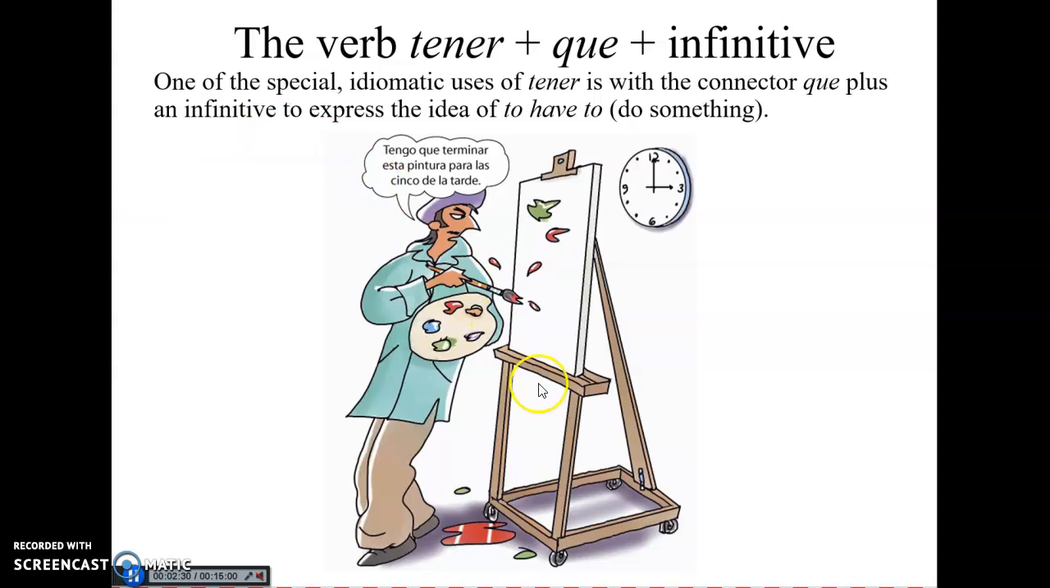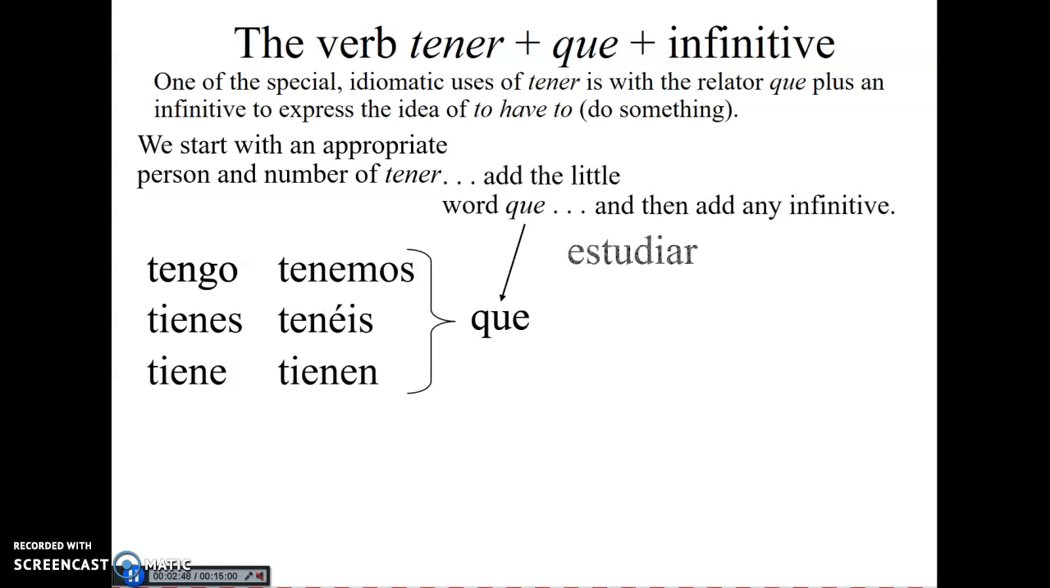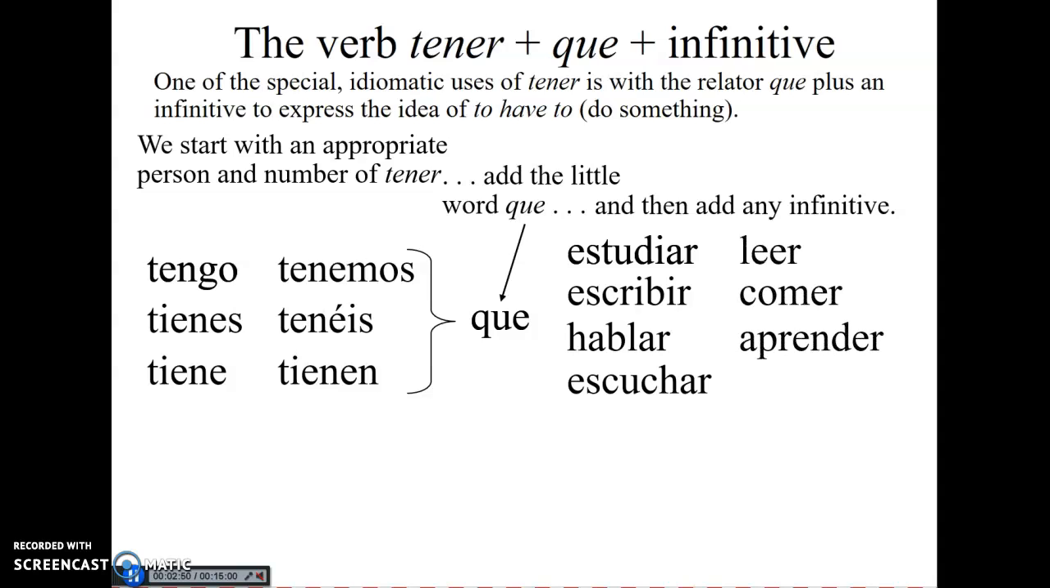So, por ejemplo, the guy's painting and he says, tengo que terminar esta pintura para las 5 de la tarde. I have to finish this painting at 5 in the afternoon. So, the verb tener plus que plus infinitivo, we start with an appropriate person and the number of tener. Add the little word que and then add any infinitivo.